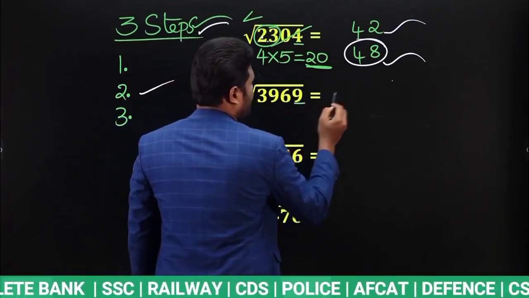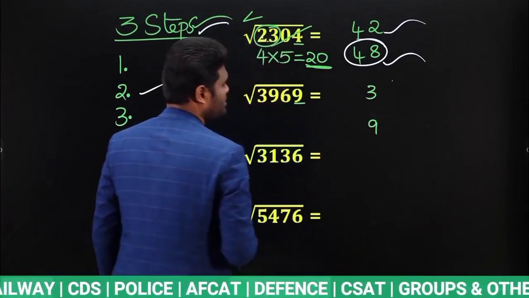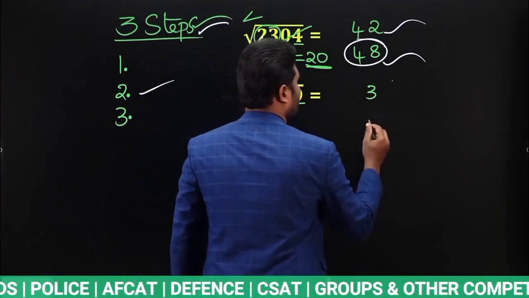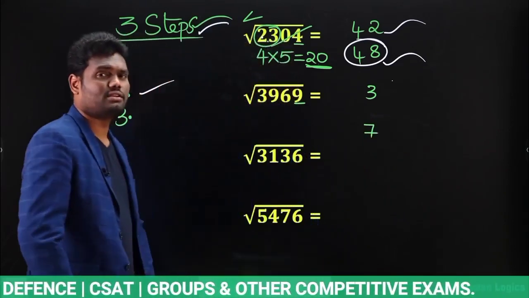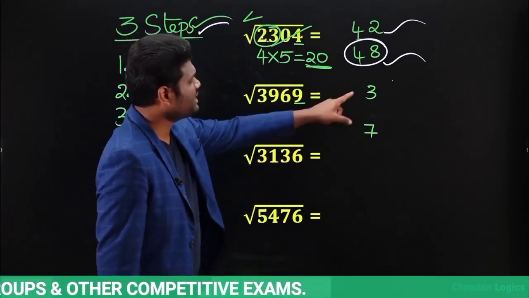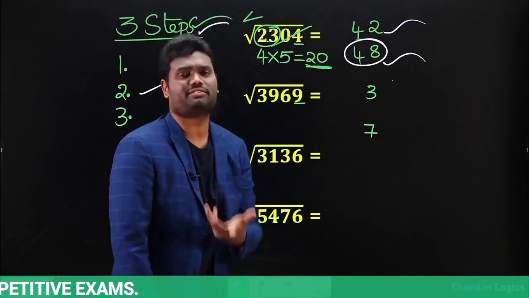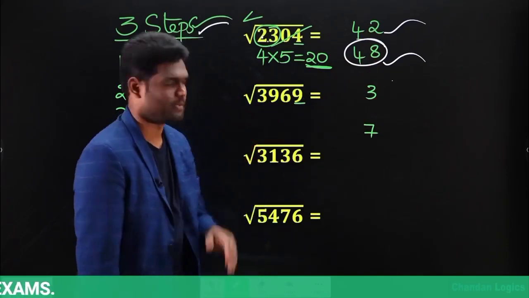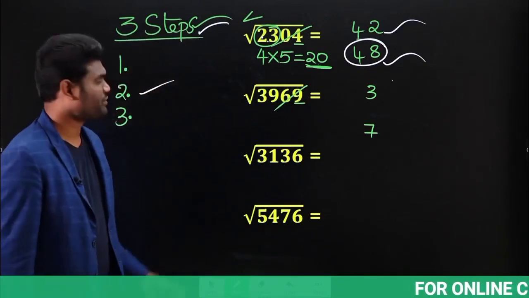When do we get 9? 9 we are going to get at 3 or 7. Yes or no? 3 square is 9. 7 square is 49. So 3 or 7. Remember that the sum of these should be 10. 2 plus 8 is 10. 3 plus 7 is 10. There is no chance of forgetting. Strike off the last 2 digits.